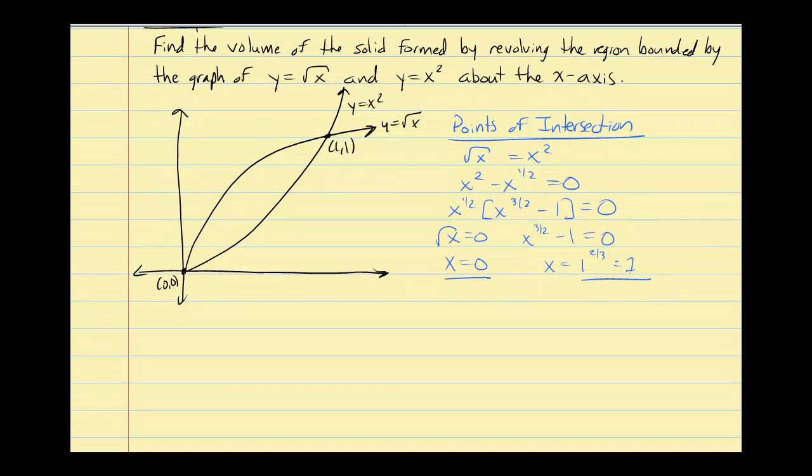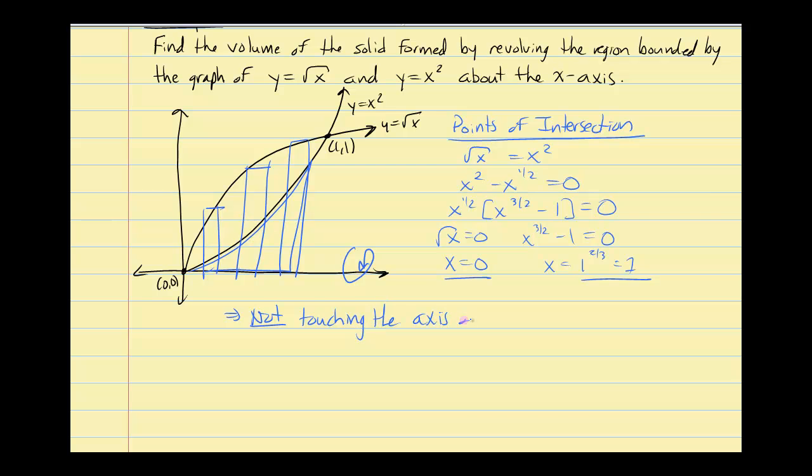Now, I'm revolving this about the x-axis. So, my disk method says I have to be perpendicular to the axis of rotation. Now if you notice here, there's this big gap between the bottom of my graph and the axis of rotation. This is the inner radius. So I'm not touching the axis of rotation, so that means I'm going to have an outer radius squared minus my inner radius squared.